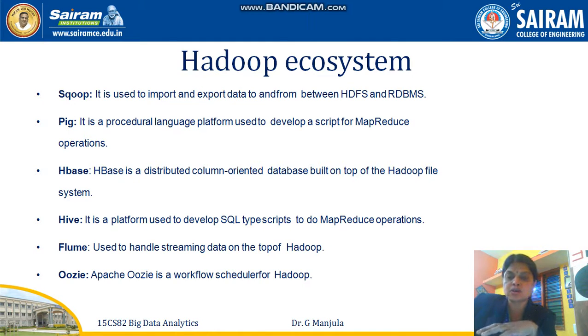HBase is a distributed column-oriented database on top of the Hadoop file system. Similarly, Hive is a platform used to develop SQL-type scripts for the MapReduce framework. Have knowledge of the difference between Sqoop and Hive: here I am giving a platform for SQL-type scripts, especially for MapReduce framework operations. Similarly, Flume is used to handle streaming data on top of Hadoop. Similarly, Oozie is a workflow scheduler for Hadoop. So these are some of the tools of Hadoop.